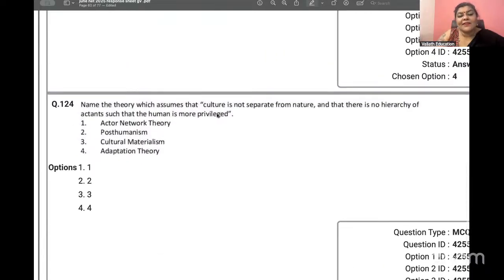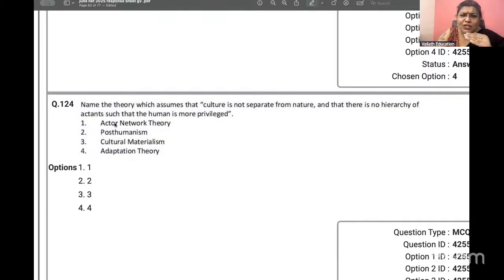Now, name the theory which assumes that culture is not separate from nature. There is no hierarchy of actants such that the human is more privileged. Actants. Oh, hierarchy of actants. You're remembering A.J. Greimas. A.J. Greimas wrote actant theory. Actant means human beings acting. So actant means acting, actor. Choose actor network theory. You don't know Bruno Latour, but actor network theory it is. With the word actant, you can guess it.